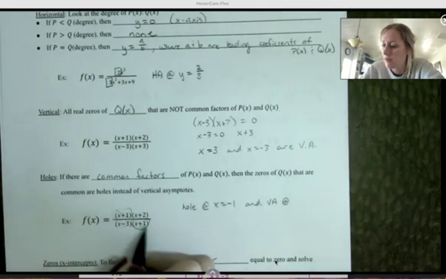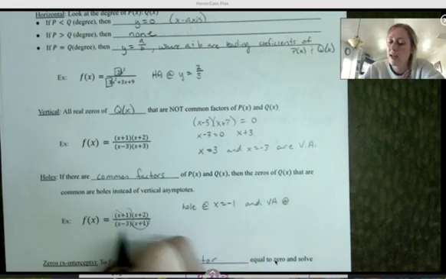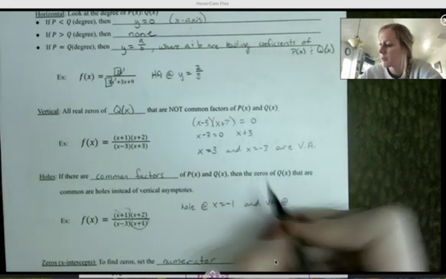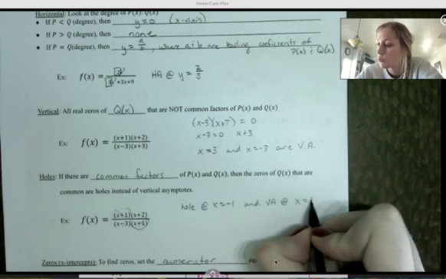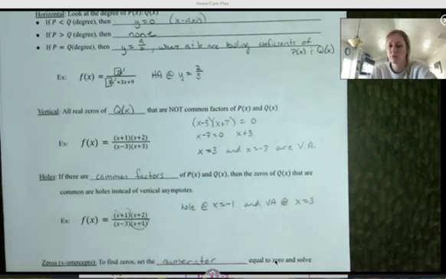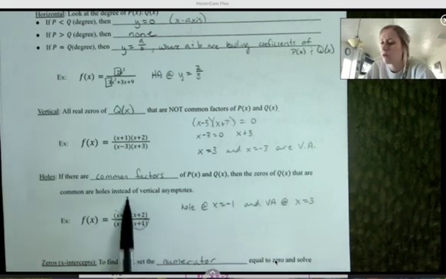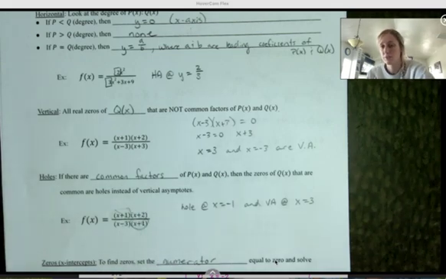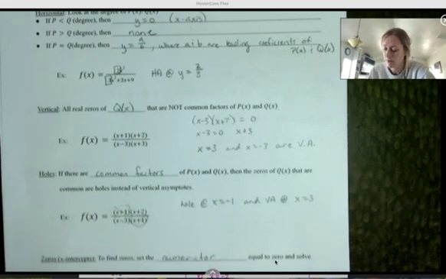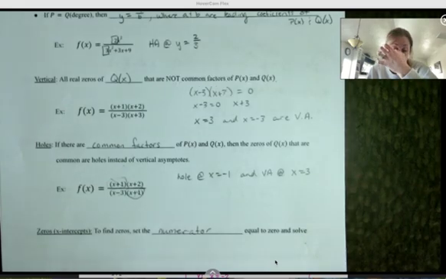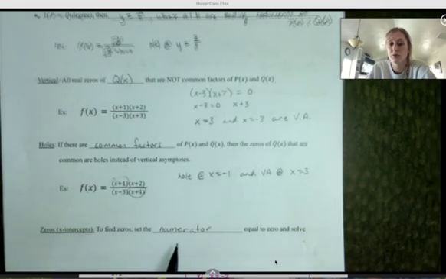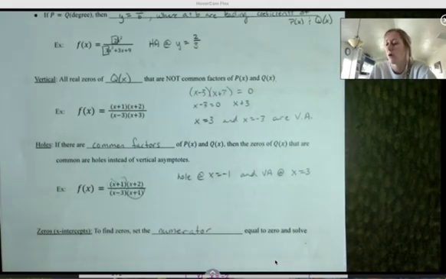So the common factors are holes. Anything that's not a common factor in the denominator is a vertical asymptote, and it's what value would make that equal 0, okay? So the hole kind of trumps the vertical asymptote. It's a hole instead of a vertical asymptote if I have that common factor. Okay, to find zeros, this is where I set the numerator equal to 0 and solve.